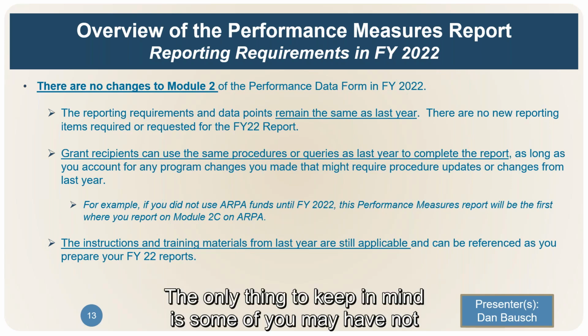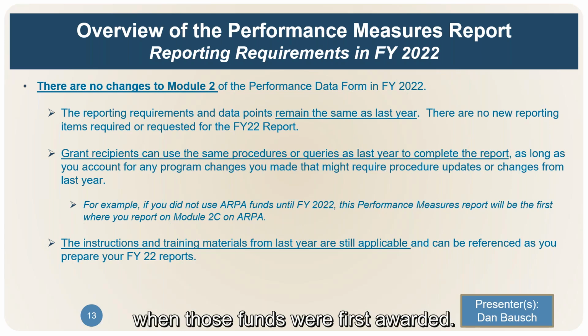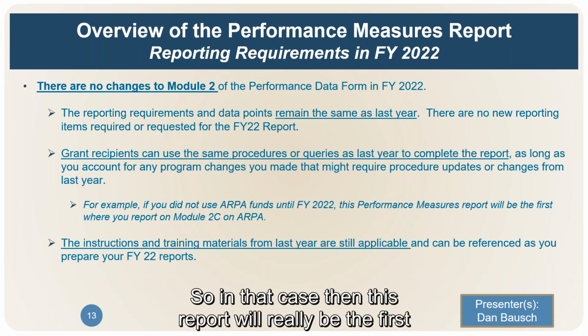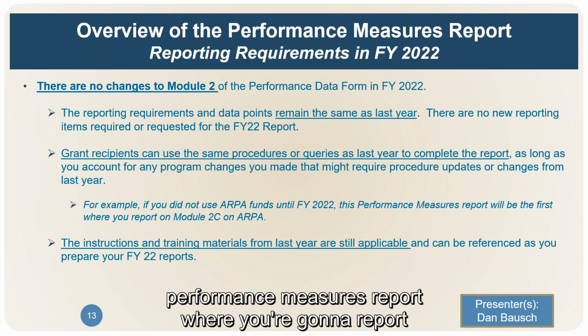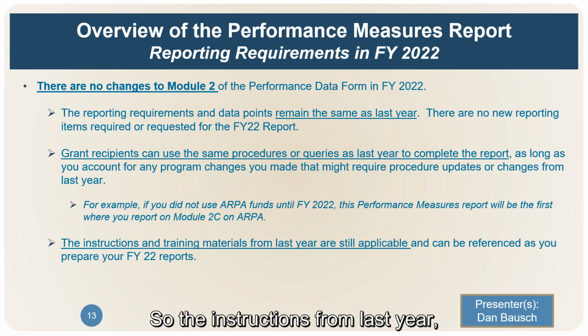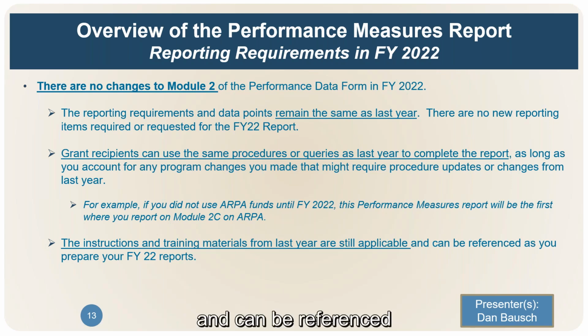The only thing to keep in mind is some of you may not have used your ARPA funds for fiscal year 2021 when those funds were first awarded. You might have saved them to use during 2022. In that case, this report will really be the first performance measures report where you're going to report information on that third tab, module 2C. So the instructions from last year and the training materials are still applicable and can be referenced as you're preparing this year's report.